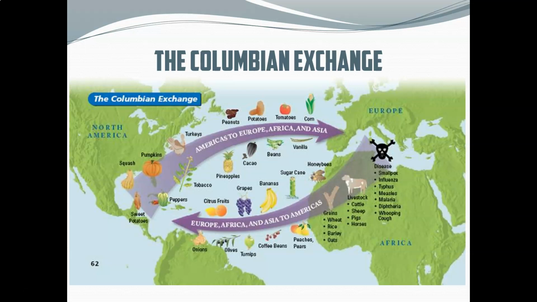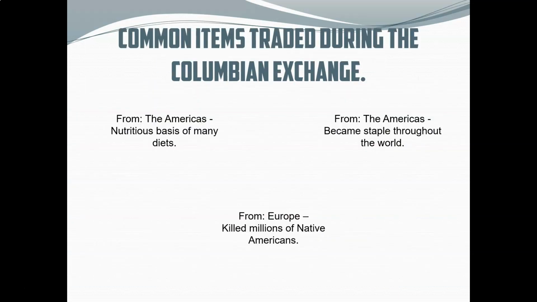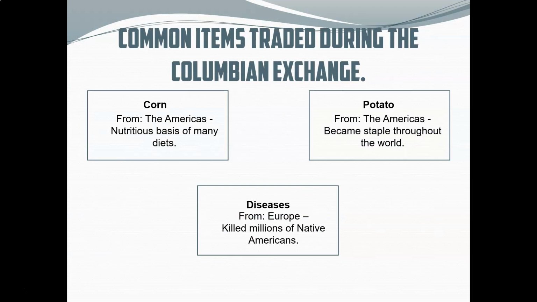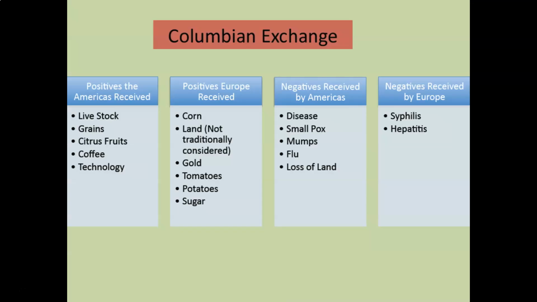Now, the big thing that you're seeing on this map that we haven't spoken of yet is the disease issue. And if you look, guys, there's a long list of diseases that came over with European settlers, and they're going to affect the native population greatly. Now, corn from the Americas was nutritious, became the basis of many diets. Potatoes, which were also from the Americas, are going to become another staple throughout the world. And then diseases are going to come from Europe and kill millions of Native Americans. And so these are just some of the big things that you want to remember about the Columbian Exchange.